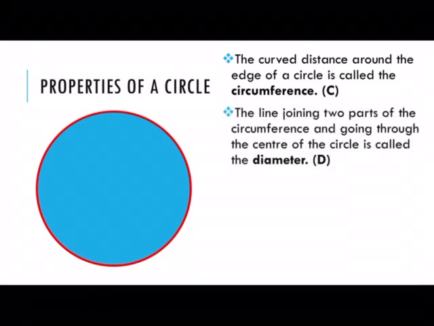The next thing we're going to look at is the line that joins two parts of the circumference and goes straight through the centre of the circle, and this line is called the diameter. We use the letter D for the diameter.